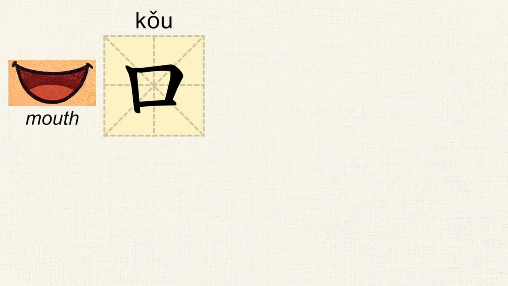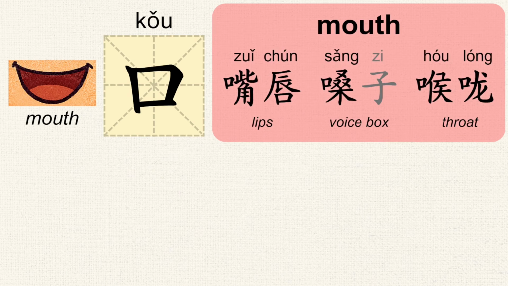The next radical is one of the most common ones out there. Kou means mouth. For starters, body parts connected to the mouth contain kou. Zui and chun are the lips. Sangzi is the voice box, also called larynx. And houlong is the throat.